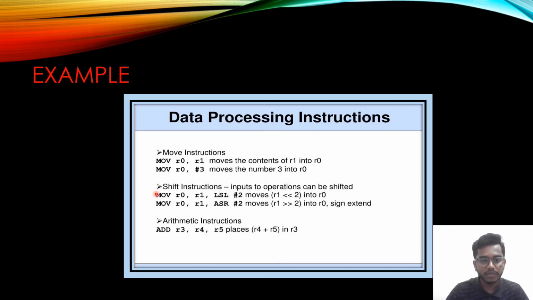Now coming on to the shift instructions, the input of the operation can be shifted. Here MOV R0, R1, LSL #2 means it moves R1 shifted left by 2 into R0. Now MOV R0, R1, ASR #2 moves R1 shifted right by 2 into R0 where the sign is extended. Now lastly, arithmetic instructions. Here ADD R3, R4, R5 means the values of R4 and R5 are added and the result is stored in the register R3. This is how the data processing instructions will work.